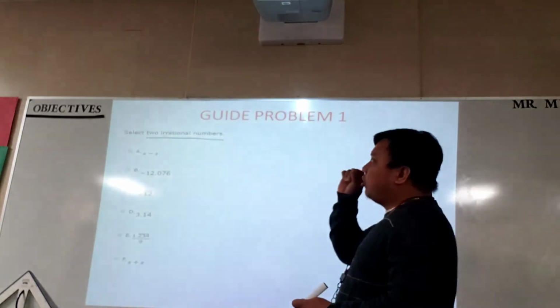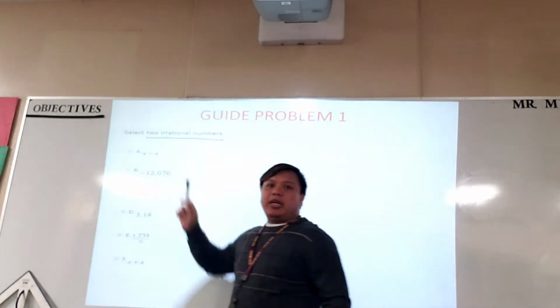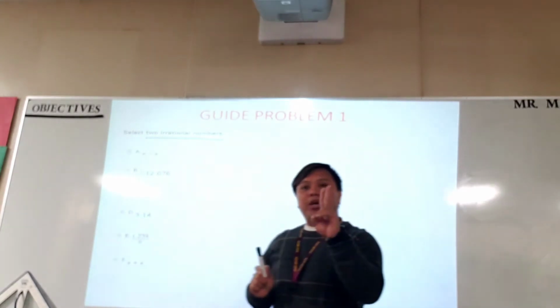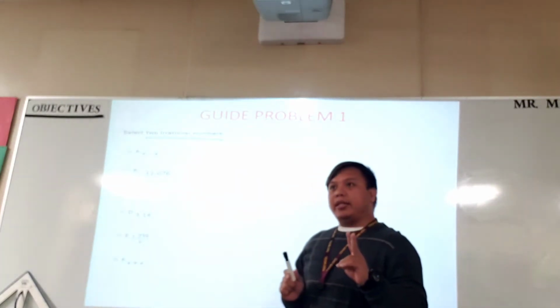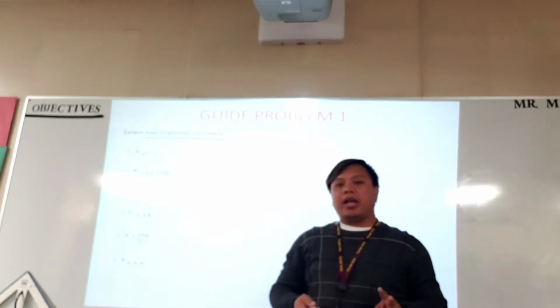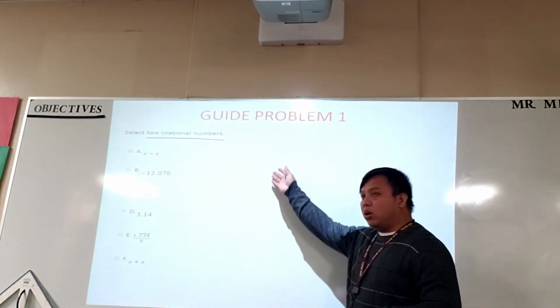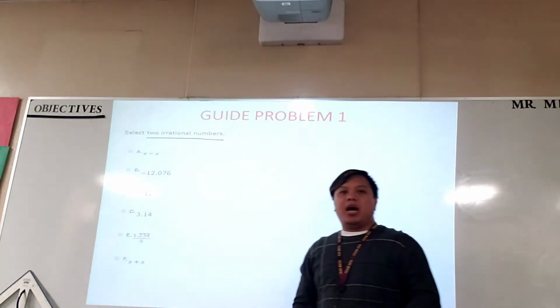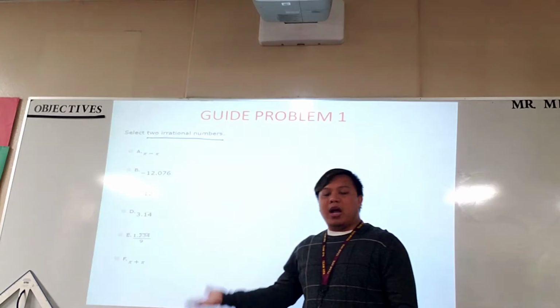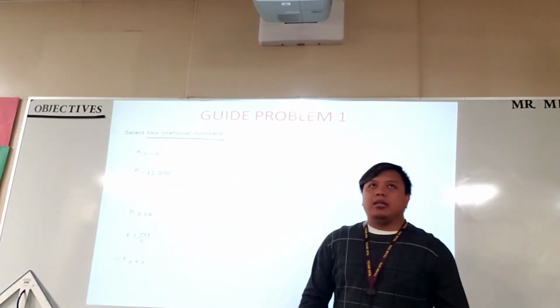Okay, let's start with guide problem number 1. It says select two irrational numbers. So you can see the question here is asking for two irrational numbers, and I have taught you what irrational numbers are and how they are different from rational numbers. So all we need to do is go to the options we have and figure out if they are irrational or not. Okay, let's start with option A.